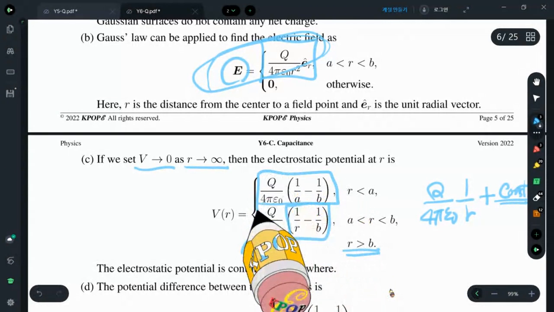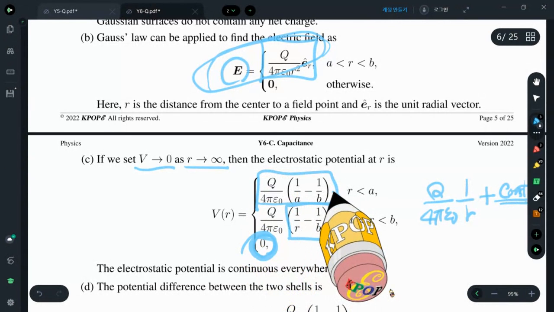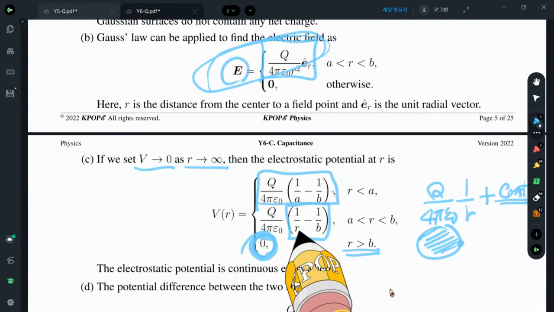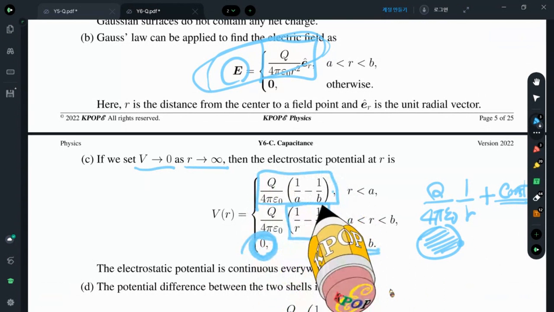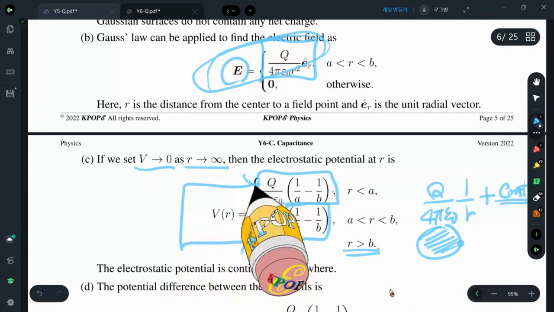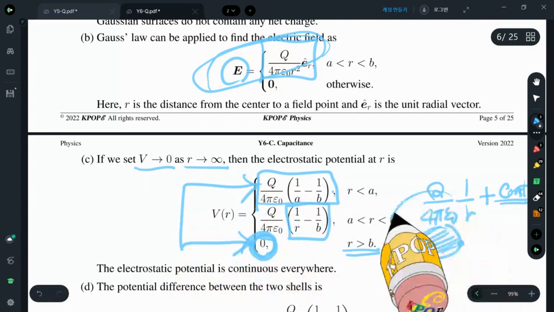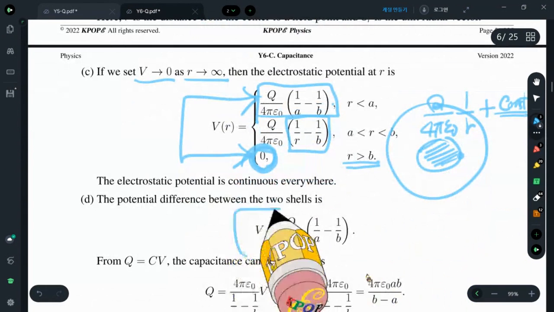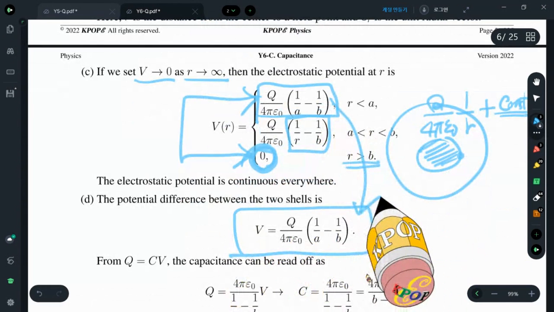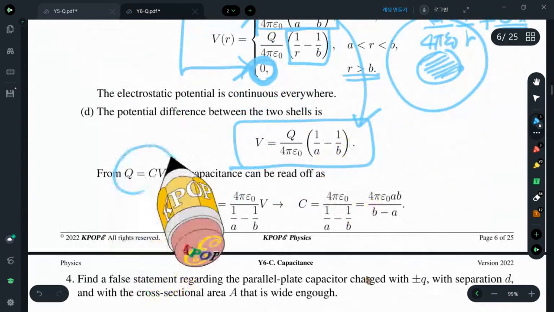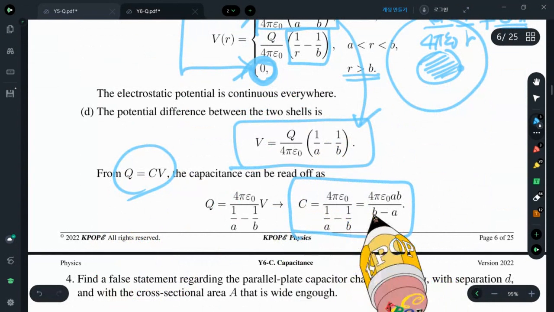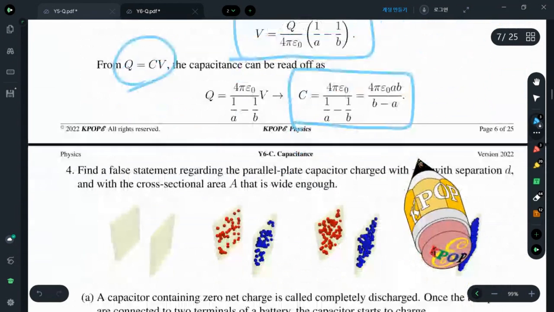What can I do for this one? This value is frozen. Inside is frozen as a constant. So at the boundary, I substitute R equals A to find this one. And the difference of these two is the potential difference between the inner and outer sphere. Therefore, this V is determined like that. From this, I apply Q equals CV, and the coefficient C, the capacitance, is determined like that.